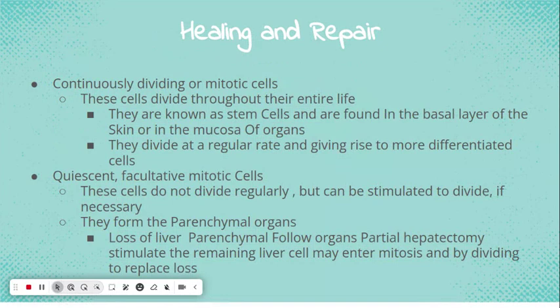Facultative mitotic cells do not divide regularly, but can be stimulated to divide if necessary. So we're talking about premitotic organs, like the liver. After a partial removal of the liver, we can stimulate the remaining liver to enter mitosis by dividing and replacing the loss.